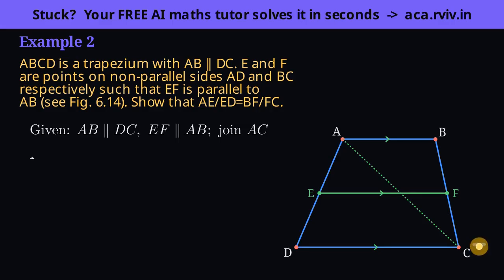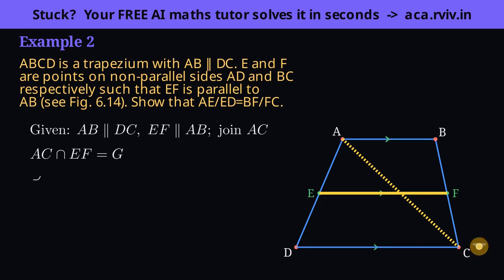Follow the diagonal AC across the figure. It crosses the line EF at a point, and we'll name that point G. This matters because G is the hinge. It sits in both triangles at once, so it lets us pass information from one triangle to the other. Now we genuinely have two triangles to work with.